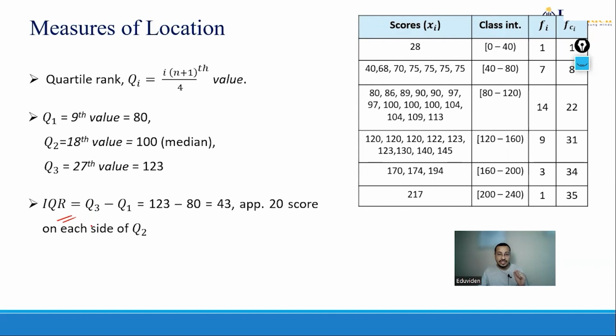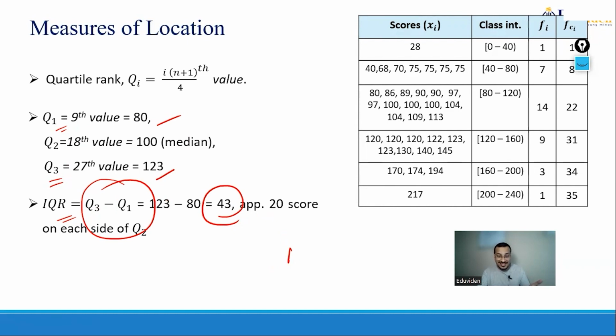interquartile range, IQR. This is the difference between the 75th percentile value and the 50th percentile value, which is 123 minus 80. And this value is 43. So approximately 20 on each side of Q2. Q2 is the median. Approximately 20 on one side, somewhere it will be 23, no problem.